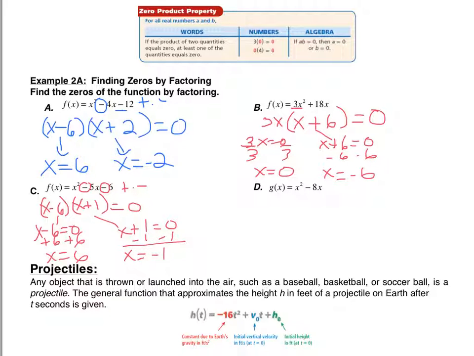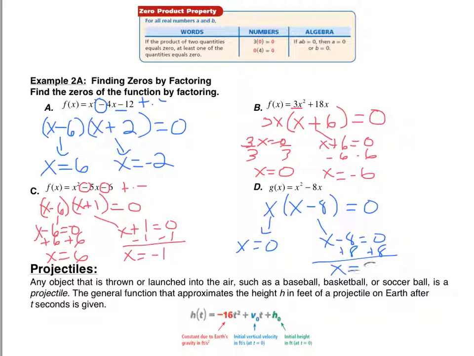If we look at letter D, they both have an x in common, so if I factor out an x, x times x is x squared, and -8 times x equals -8x. And we set that equal to 0. So x equals 0, and we set the other factor x minus 8 equal to 0. Add 8, and x equals 8.